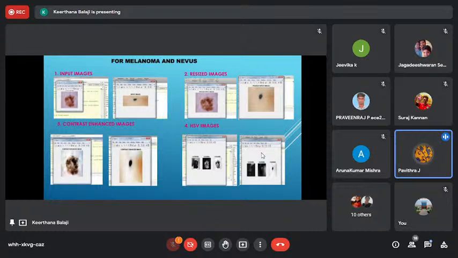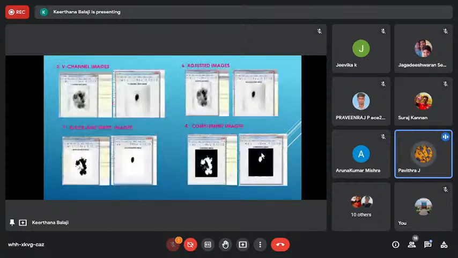Fourth is HSV images. The HSV image was divided into channels as we can see in the presentation. Here the left side is the nevus and the right side is a melanoma, where they were categorized into 3 channels: the first channel is the H channel, that is hue channel, then the saturation channel, and the third channel, that is the value channel. As we can see clearly, the V channel is considered for the process of adjusting.